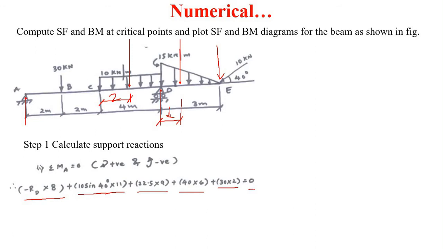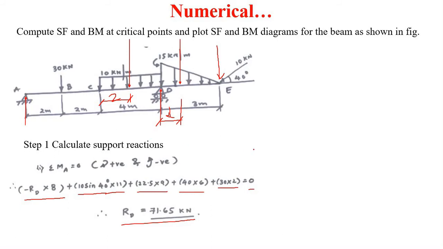Then simplify this equation. After simplifying this equation we will get the value of RD, so RD is equal to 71.65 kilonewton. Calculated RD, 71.65 kilonewton, is the reaction at point D.